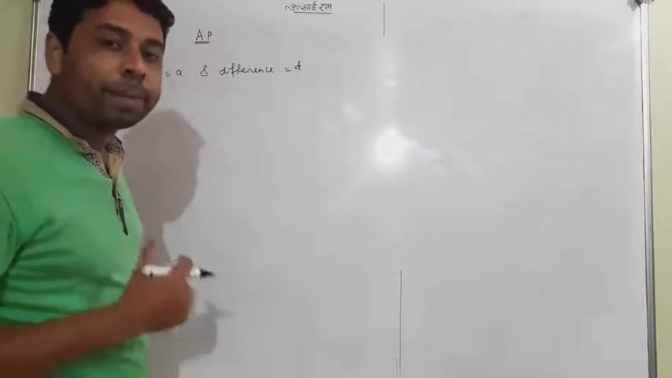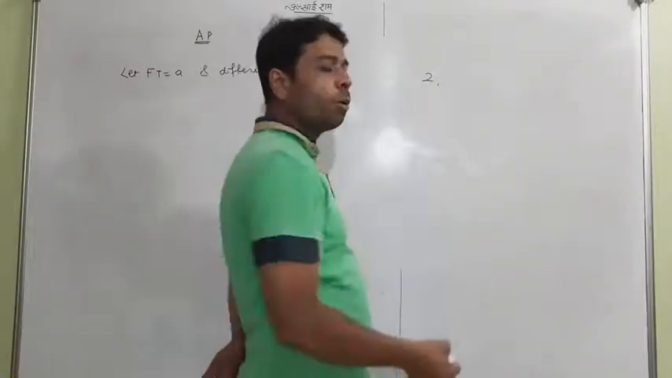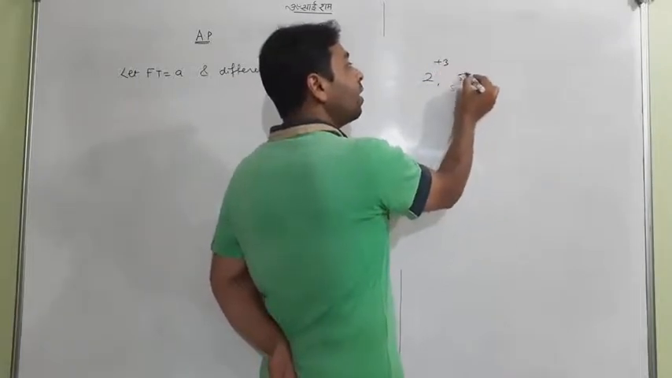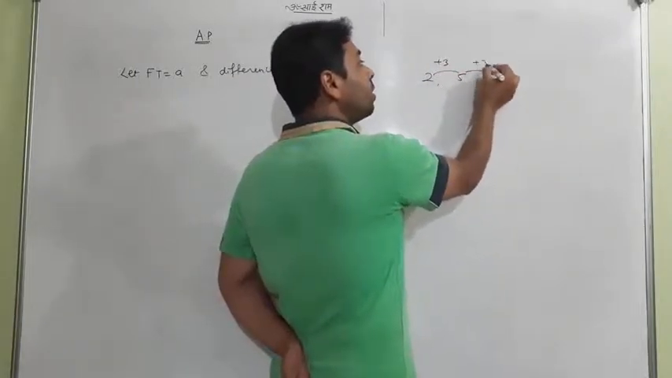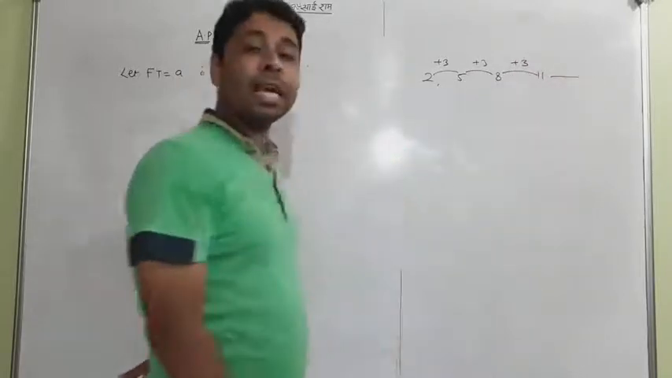In symbols, what is an AP? We know it: suppose the first term is 2 and 3 is the common difference. So plus 3, it is 5, plus 3, it is 8, plus 3, it is 11, and so on. It forms an AP.